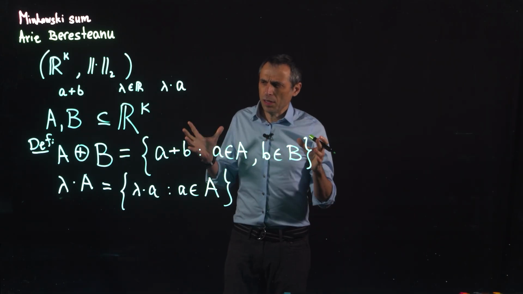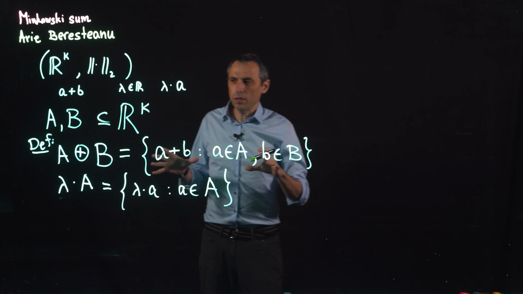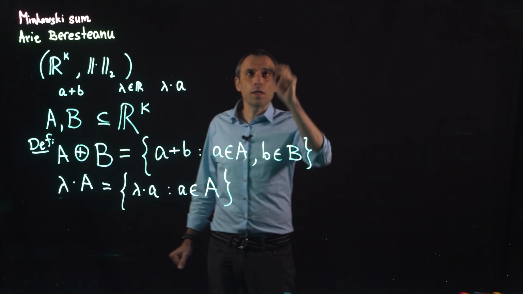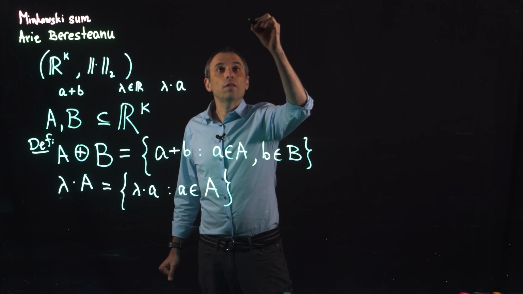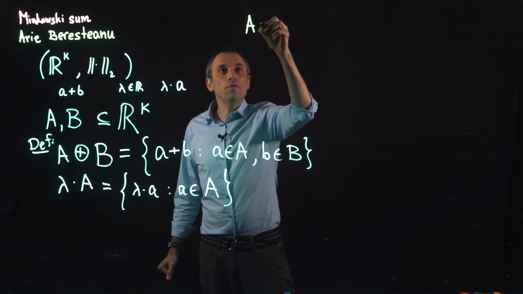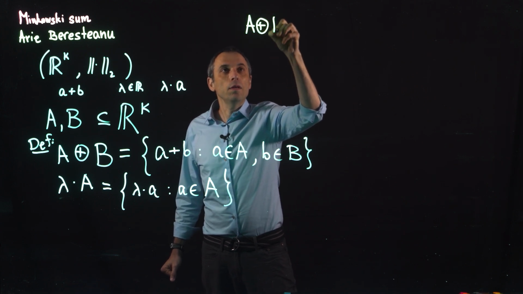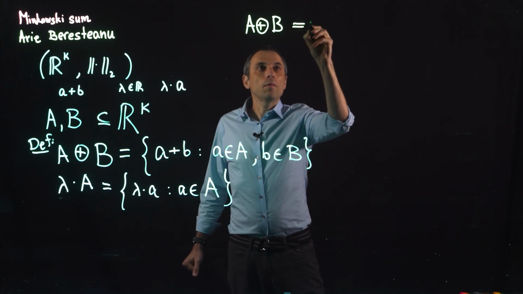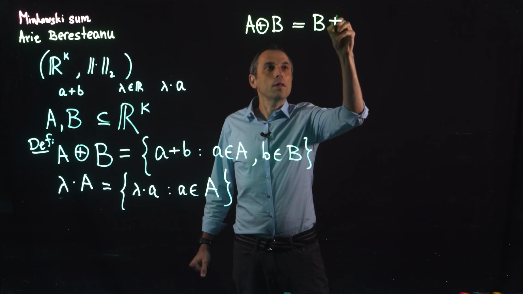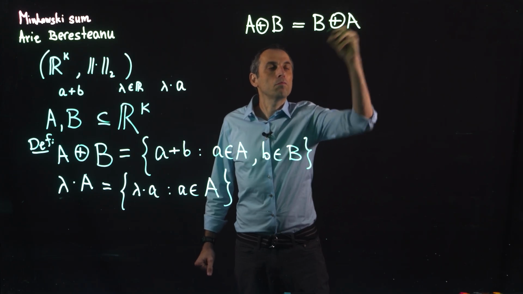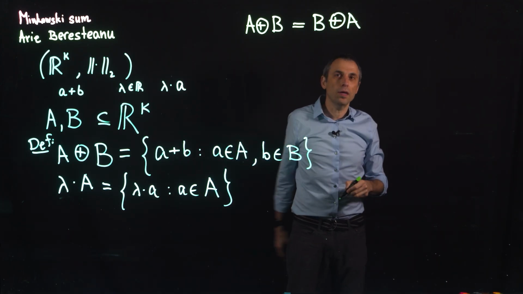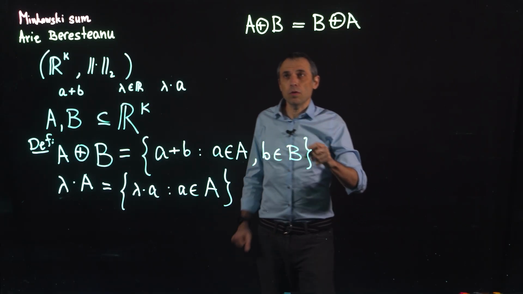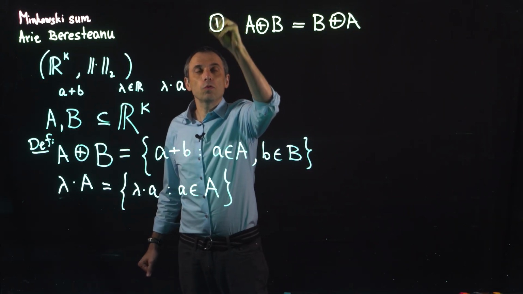So let's start with very simple properties for the Minkowski summation. And the first one is commutativity. It's commutative in the sense that the Minkowski summation of A plus B is the same as B plus A. As it works for two numbers in R^k, it works for two sets with the Minkowski summation. So that's good. That's the first property that we want to write.